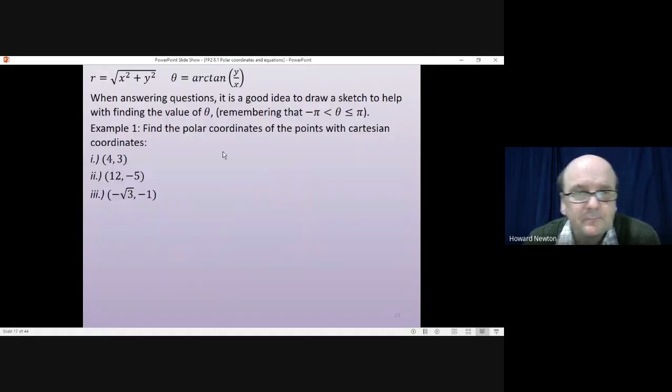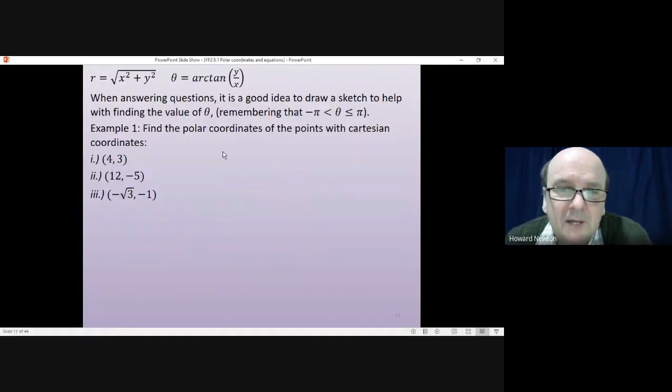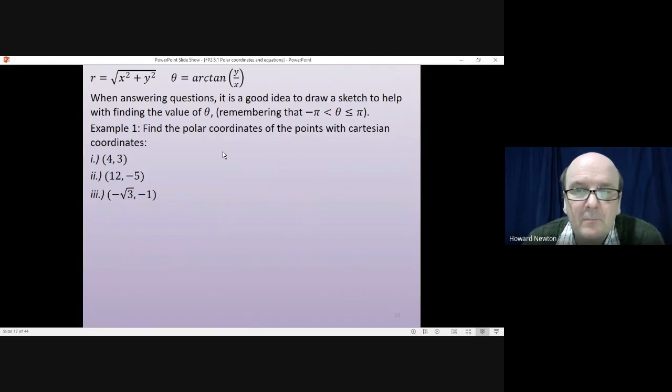Okay, first of all, we'll have a look at some questions converting from Cartesian form to polar form. Now, when we're converting to polar form, it is a good idea to draw a sketch. It does help with finding the value of theta. Otherwise, it's quite easy to get confused and make a mistake on theta. Anyway, I'll let you have a go at these questions yourself first. So pause the video, have a go, and then come back to me when you're ready.